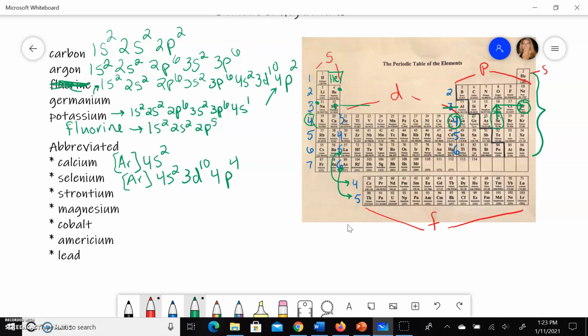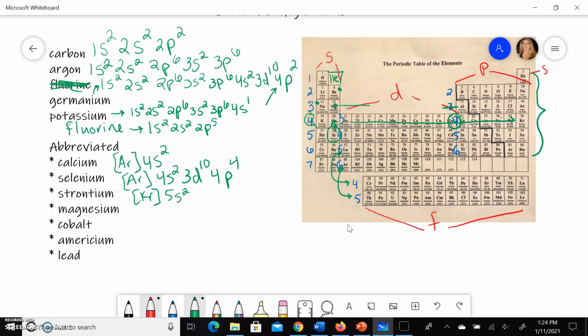Let's do one more and then I'll let you try some of these by yourself. The next one is strontium. And strontium is right here. So we're going to go up to calcium and then all the way across to Kr, krypton. Then we can start with the element after krypton, which is 5s2. And we're done. That gets us to strontium.